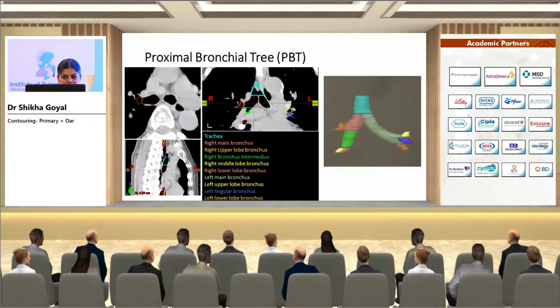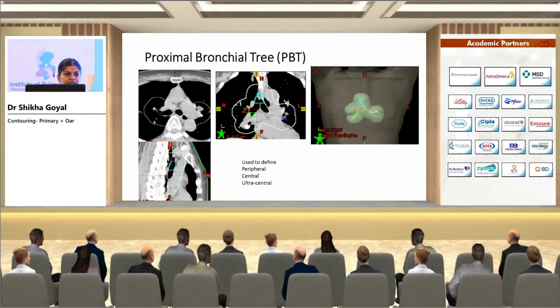These are the delineations on one of our patients. And we give a 2 centimeter margin to this outline. And this is what is used to determine the definition of peripheral versus central tumors.